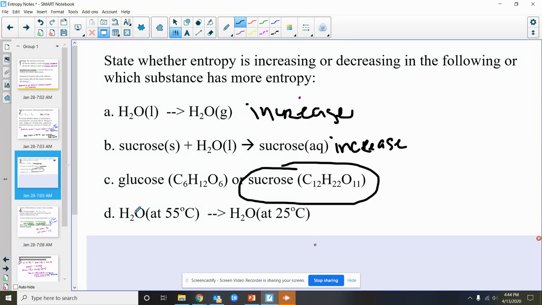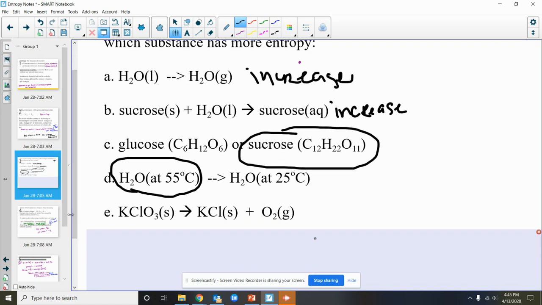Here, again, I have water, but water at 55 degrees versus water at 25 degrees. I mentioned before, temperature has an effect on those molecules. And the higher the temp, the higher the entropy because those molecules are moving faster. So water at 55 degrees has a higher entropy than water at 25 degrees because of the movement of those molecules. Anytime you increase temp, you're going to increase that entropy.